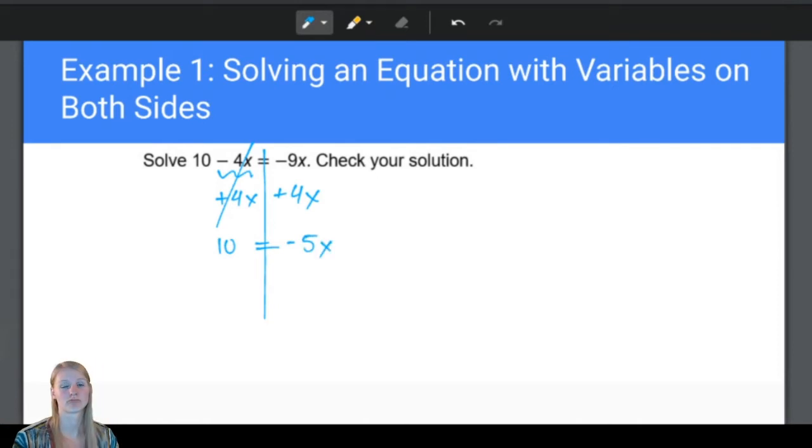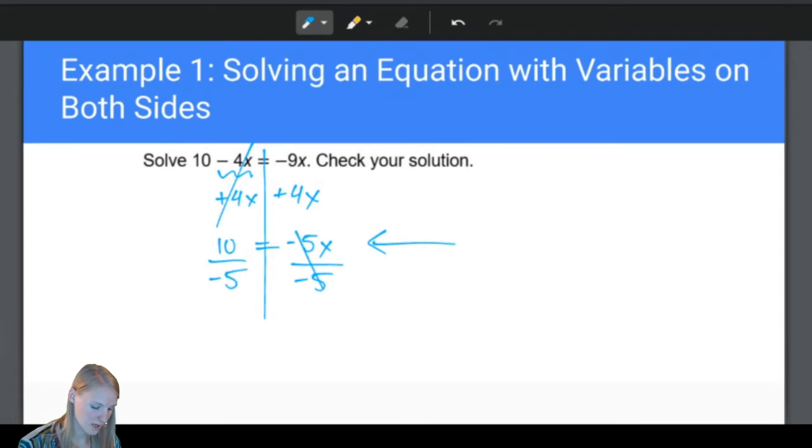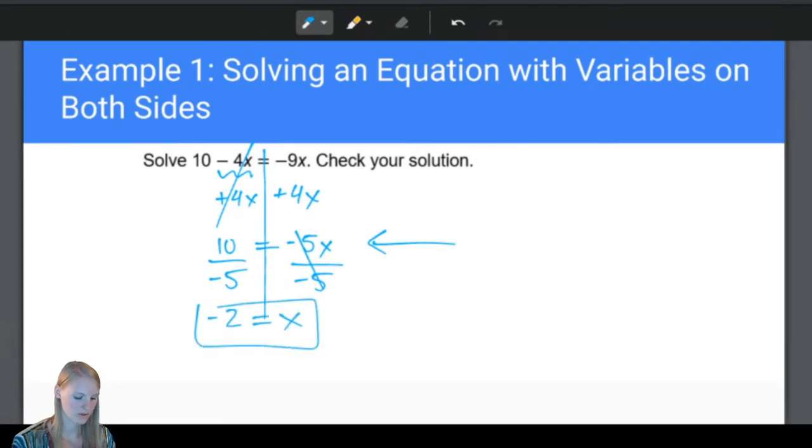Remember to keep the x. And now you know what to do. We've seen these types of equations before. It's a single-step equation. So I have negative 5 times x. The opposite of times is dividing. So I'm going to divide by negative 5 on both sides. 10 divided by negative 5 is negative 2, and negative 2 equals x. Now, we need to check our solution.